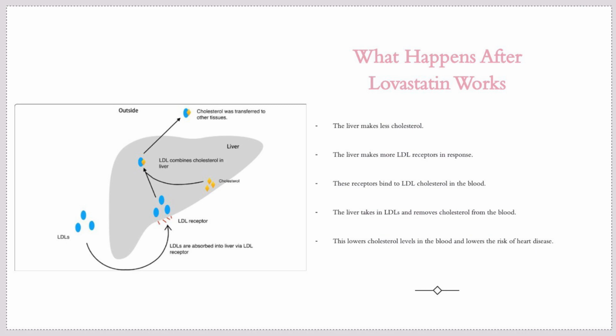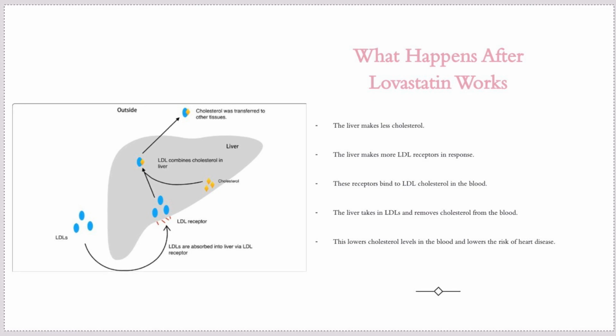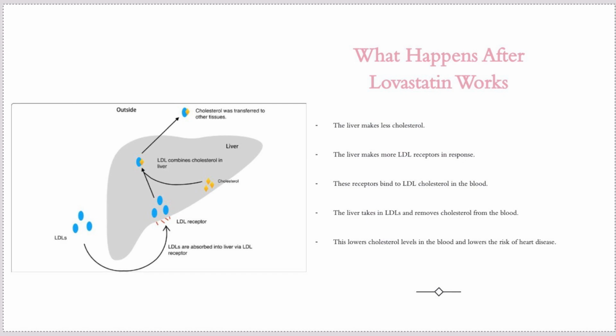These receptors are like little doors on the surface of liver cells. The receptors grab LDL cholesterol from the blood and bring it to the liver, where it can be used or broken down. This helps get rid of extra cholesterol in the blood. The result is that cholesterol levels in the blood go down.